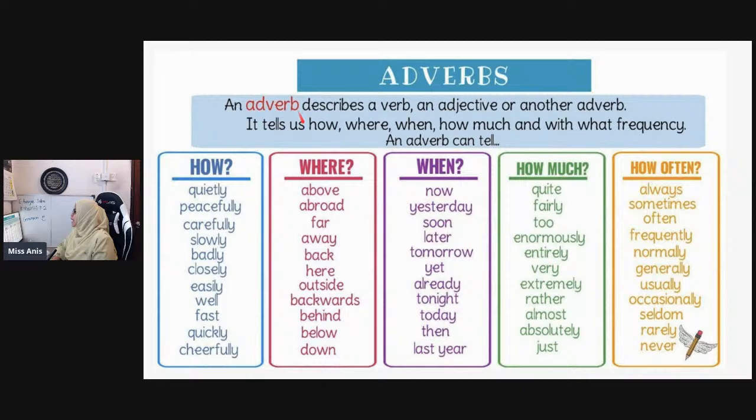So adverb ni describe, as I mentioned just now, verb. Other than that, dia pun ada juga complicated sikit, which is you also describe adjective ataupun adverb. Maksudnya dalam ayat, kalau ada word describing the verb, ataupun word describing the adjective, ataupun word describing another adverb juga, it's called adverb. So nanti Miss akan tunjuk kat korang macam mana pula adverb ni boleh terangkan adverb pula.